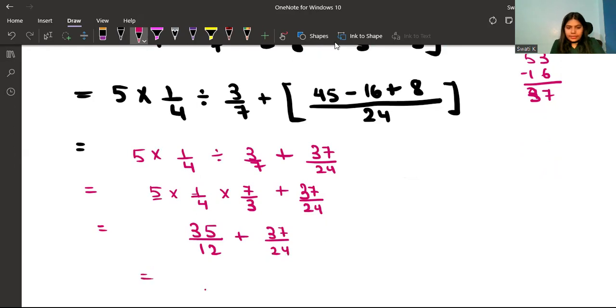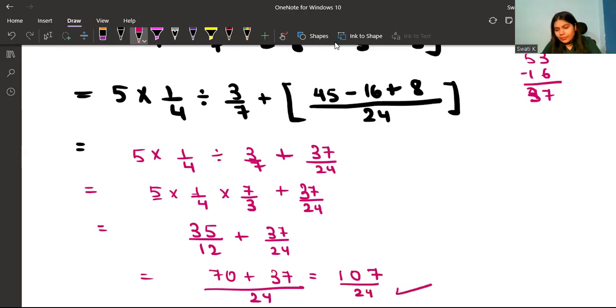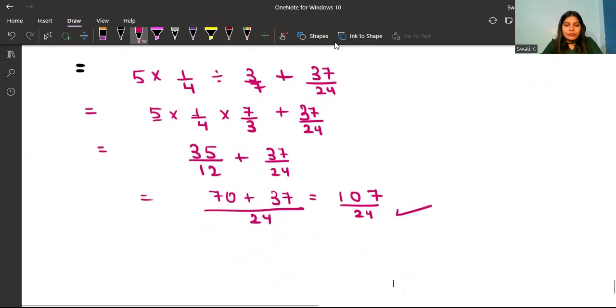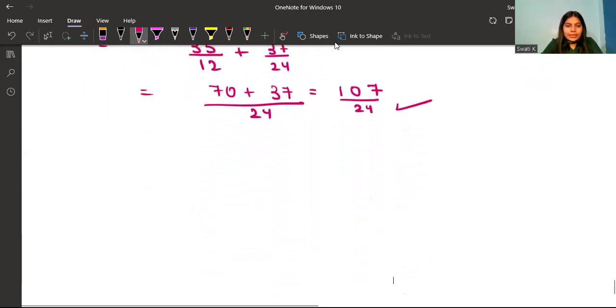If I take the LCM here, it is 24. 12 times 2 is 24. So 35 times 2 is 70, and plus 37 as it is. So it will become 107 by 24. I'm keeping it as it is in the fractional form, 107 by 24. We are done with question number 9 too.